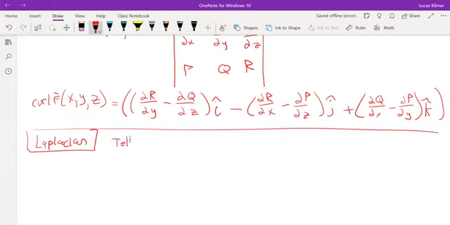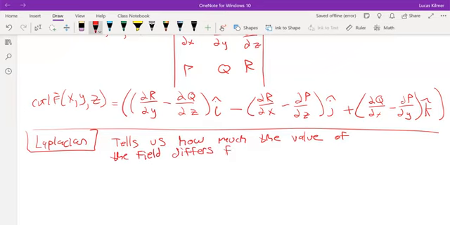So the Laplacian tells us how much the value of the field differs from its average value taken over the surrounding points.